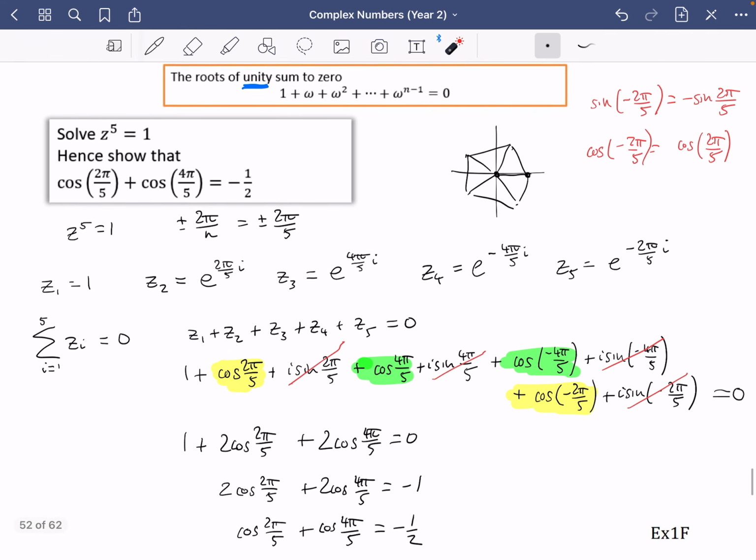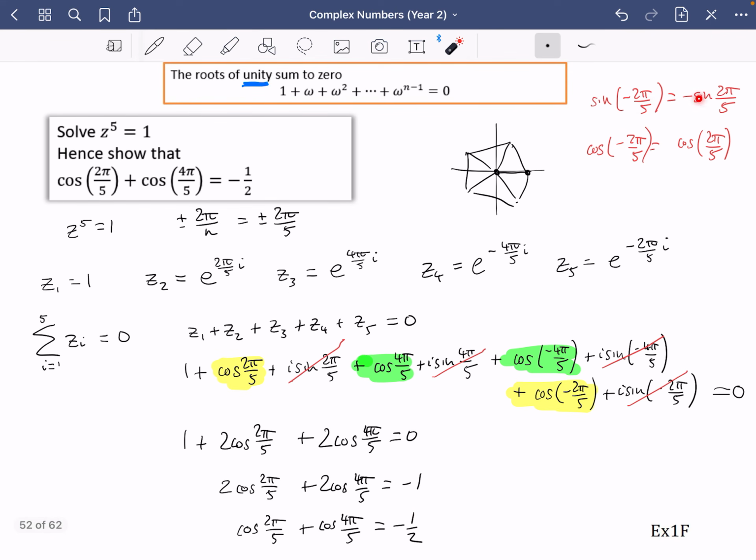So these facts, we've been using them an awful lot. If you don't know them, you need to make sure that you know and can use these things, as they do an awful lot of simplifying in this problem. They didn't tell us to use the fact that the roots of unity sum to 0, but the fact that we started with z to the power of 5 equals 1 means that we're going to have to use that.